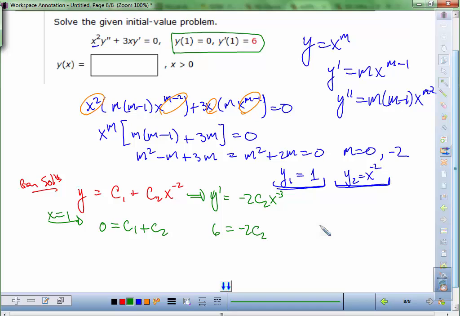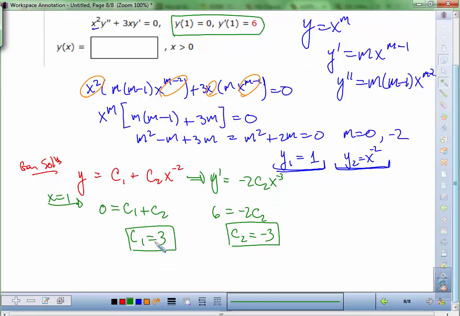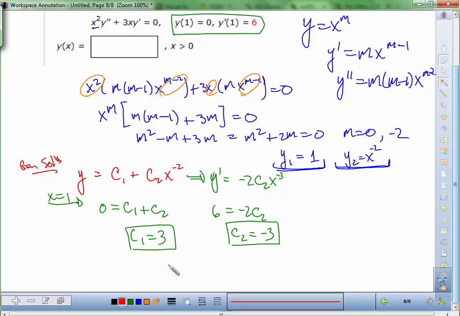So one in for x, we get these equations. This is nice enough. We don't need to use matrices. c2 is equal to negative 3. And if c2 is negative 3, c1 is equal to positive 3. So our final solution, y should equal 3 minus 3 over x squared. All right, let's hope that's right.